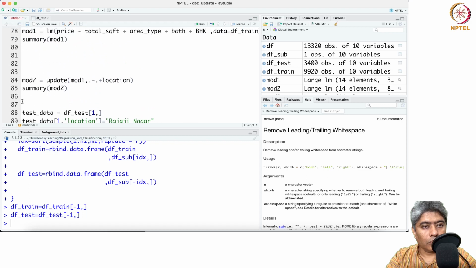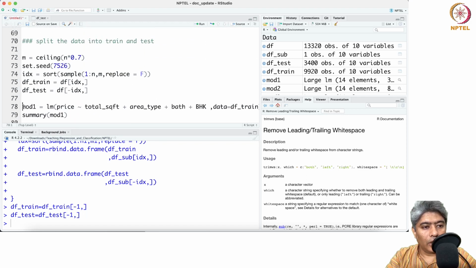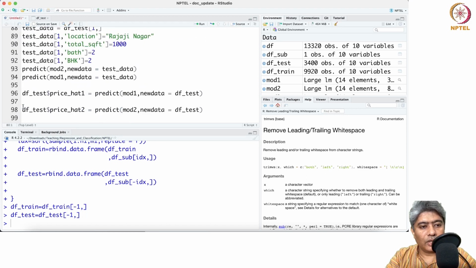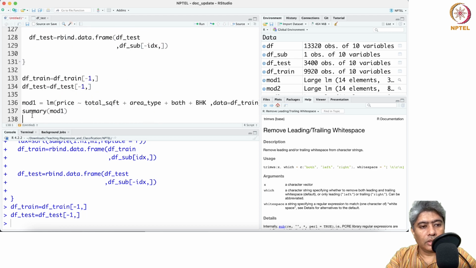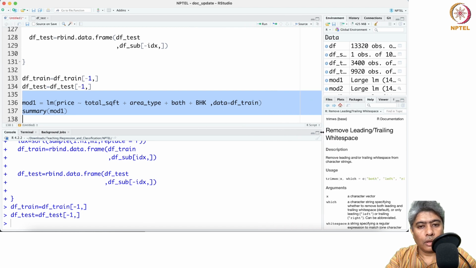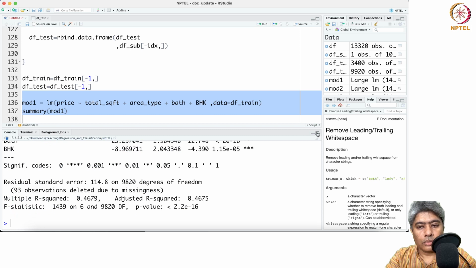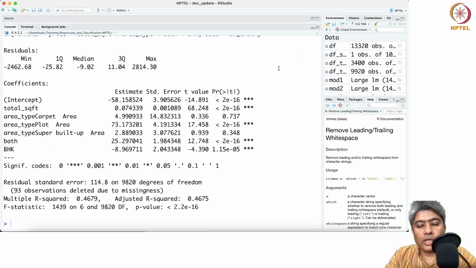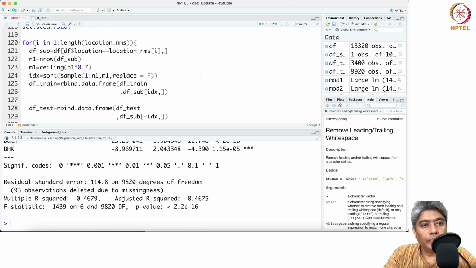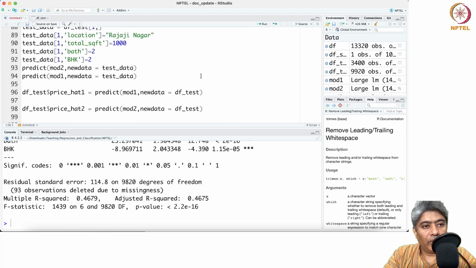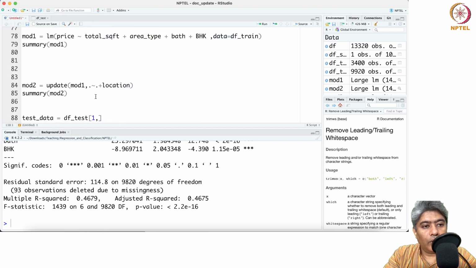So let me now run the model. Let me just copy this model and run it here. Okay. So this is about 46% accuracy. Total square feet, BHK is negative, which is a bit of a, I don't know, this model has some problem. And then we go and try to fit model 2.